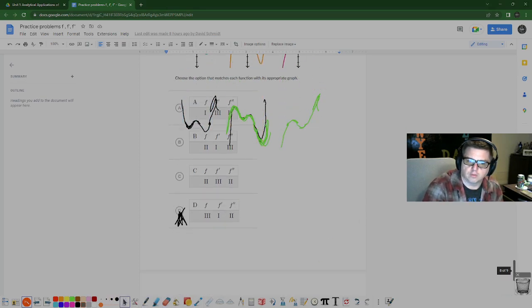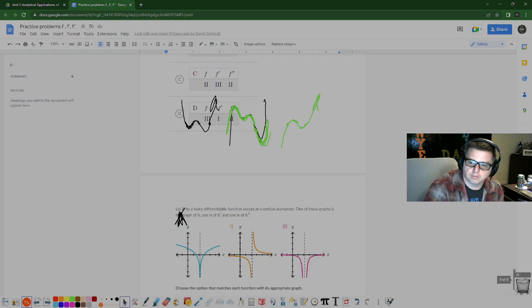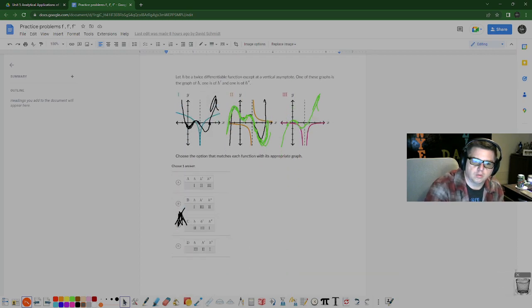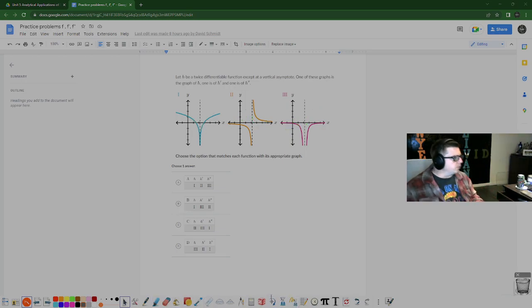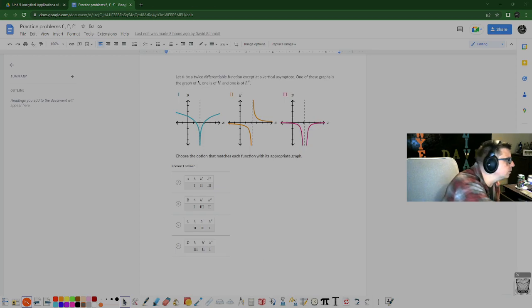And the worst one of them all is this one. I'm going to leave that up there for a second. And I think I'm going to try and do this in my video, try and do it semi-quick. Let h be a twice differentiable function except for a vertical asymptote. One of the graphs is the graph of h. One is h prime, one is h double prime.